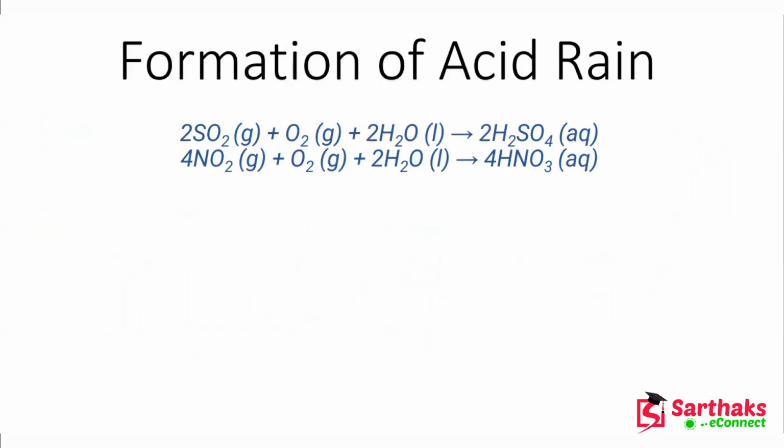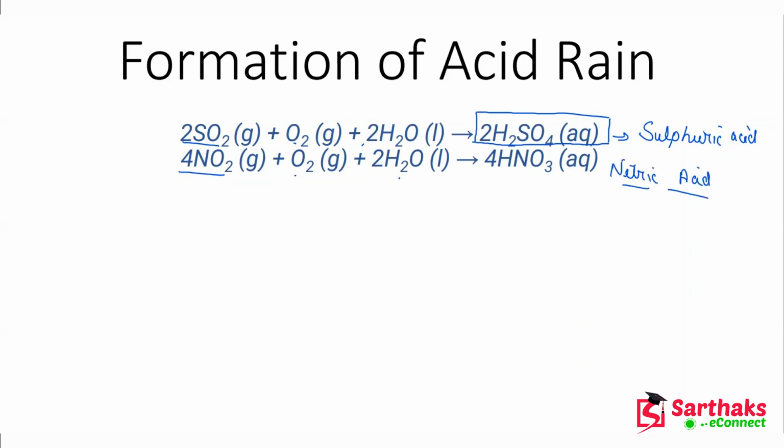So the formation of acid rain is that sulfur dioxide combines with oxygen and water, and it gives us H2SO4, that is sulfuric acid. And in the second equation, NO2 combines with oxygen and water and gives us nitric acid.